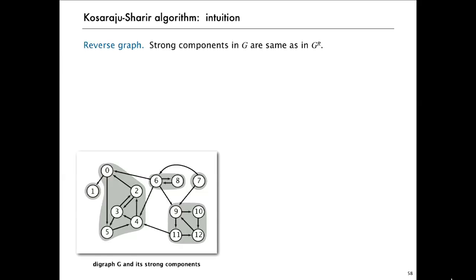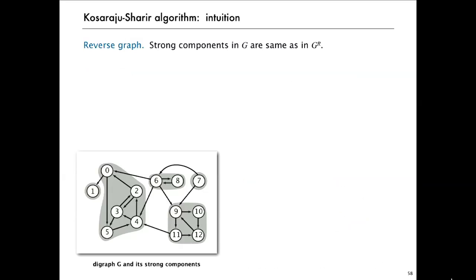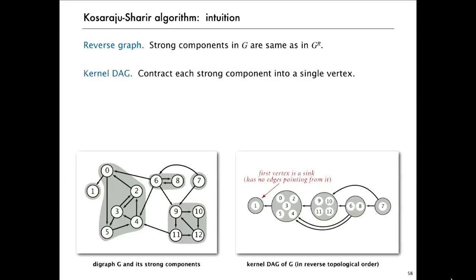Fully convincing yourself or proving why it works is a bit more of a challenge. We'll leave that mostly for the book, but let's describe what it is. So the first idea is to think about the reverse graph. If we take a graph and we reverse the sense of all the edges, we're going to get the same strong components. We need edges in both directions, so if we switch the directions, we're still going to have edges in both directions.